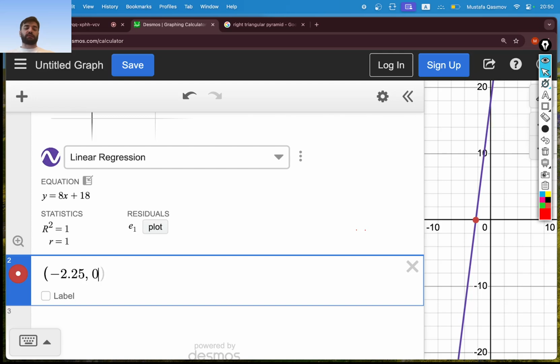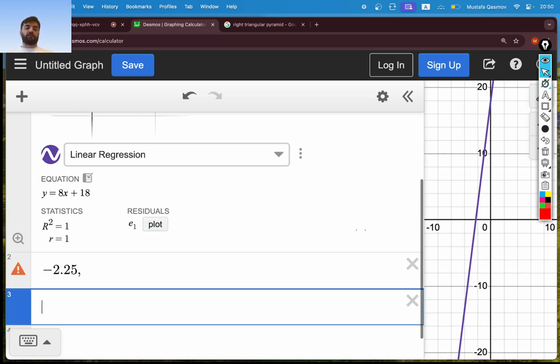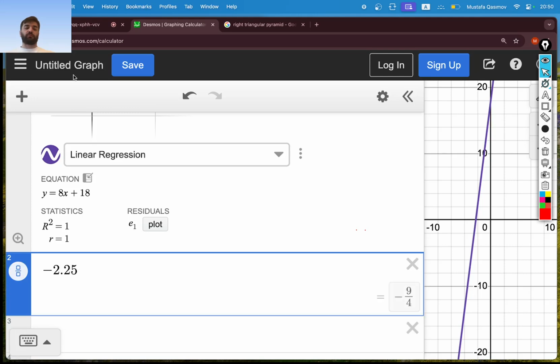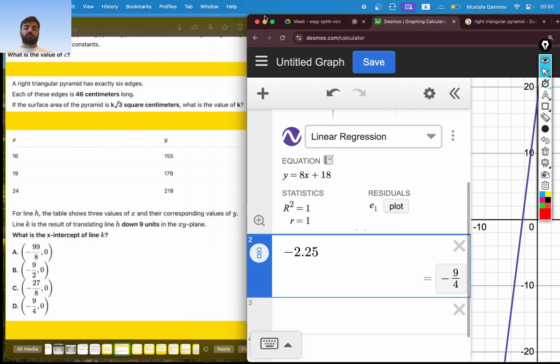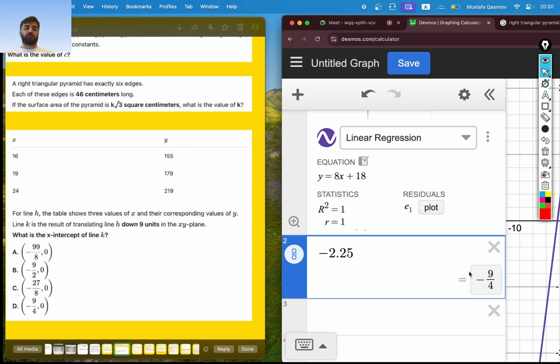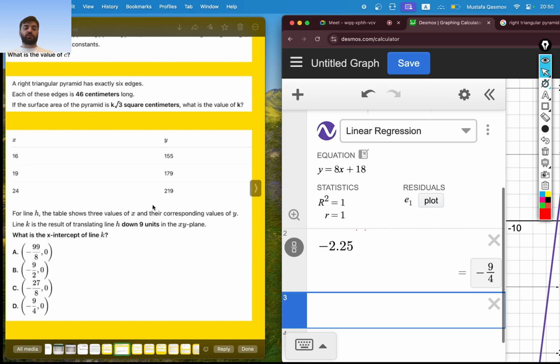And also you can convert that one to a fraction from decimals. It is negative 9 over 4 d. Any question?